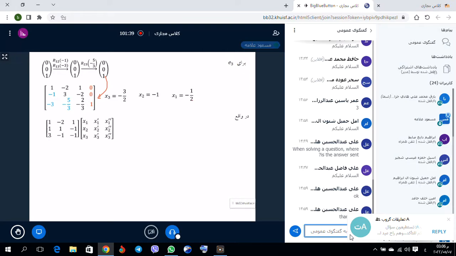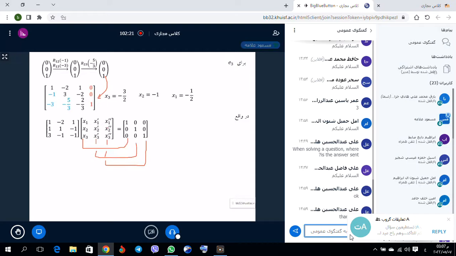So we have matrix A, 1 minus 2 minus 2, 1, 1, 1 minus 1, 3 minus 1 minus 1 in x1, x2, x3, x prime 1, x prime 2, x prime 3, x second 1, x second 2, x second 3 equal 1, 0, 0 for x1, x2, x3, 0, 1, 0 for x prime, 0, 0, 1 for x second.